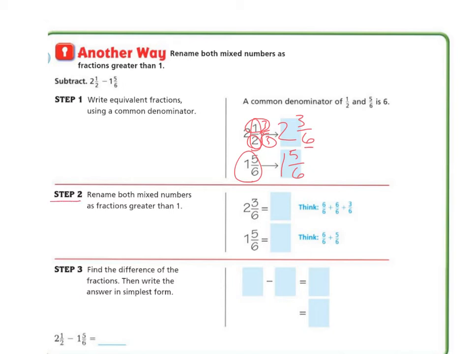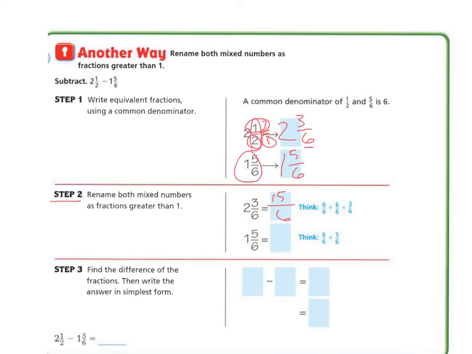Now, step 2 says rename both mixed numbers as fractions that are greater than 1. Okay, so here I have 2 and 3/6, and I have 1 and 5/6. So if I want to rename these as something that's greater than 1, I'm going to make it a mixed number. So that means multiplying 6 times 2 and adding the 3 and putting it over 6. And I know we've done that before, right? So 6 times 2 is 12. Plus 3 is 15. So my top number is going to be 15. My bottom number is going to be 6.